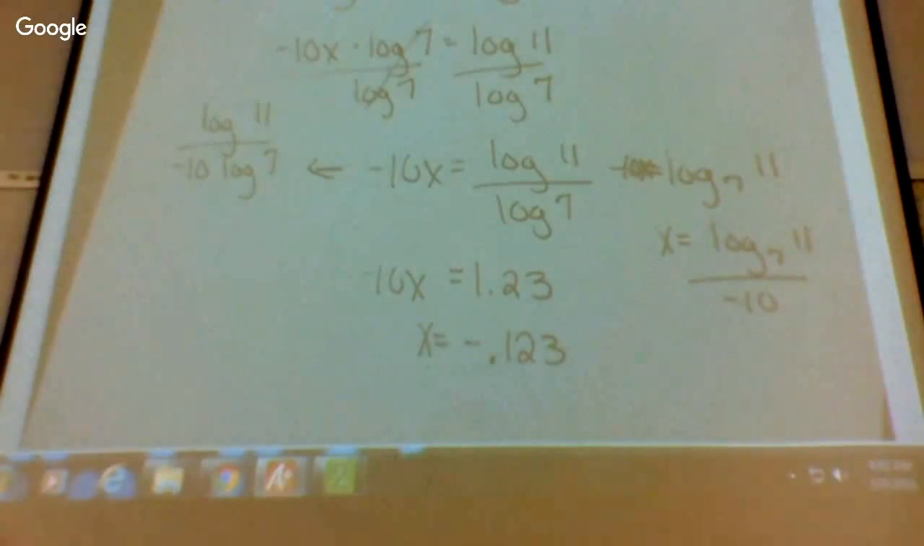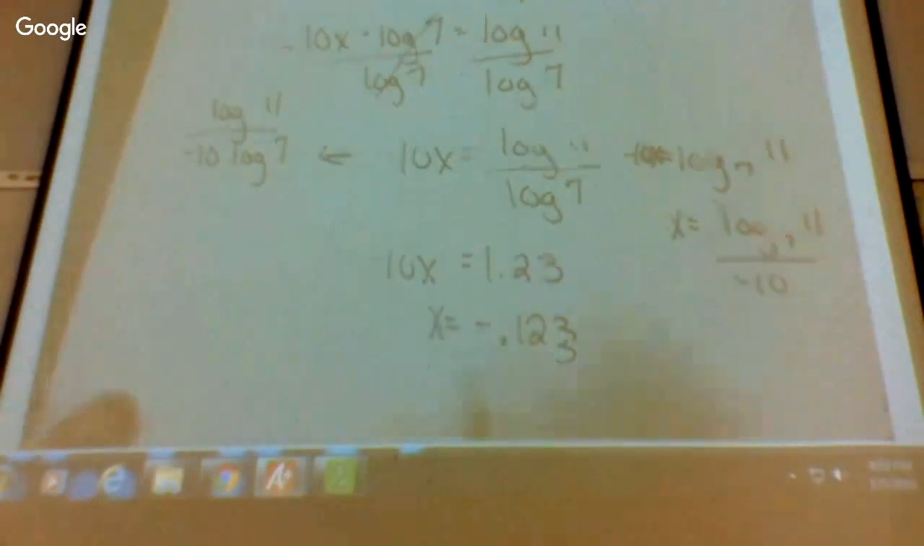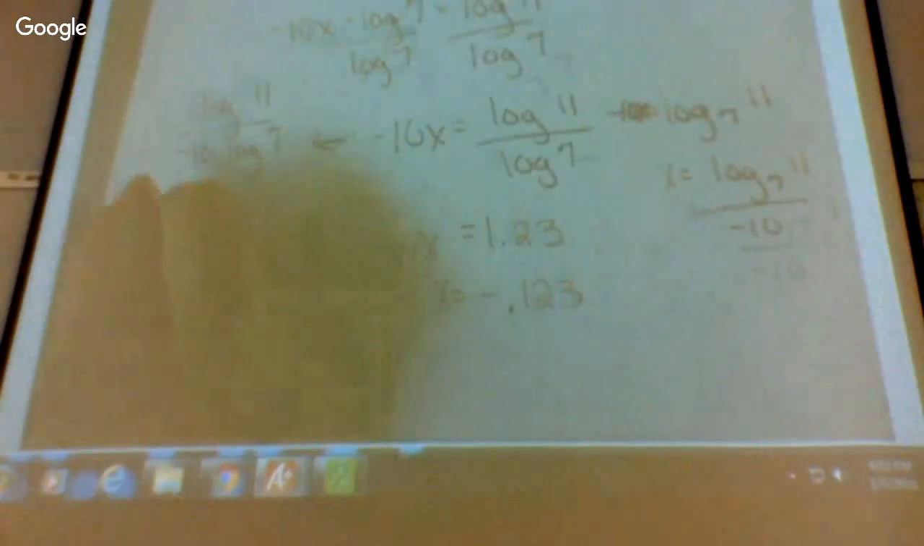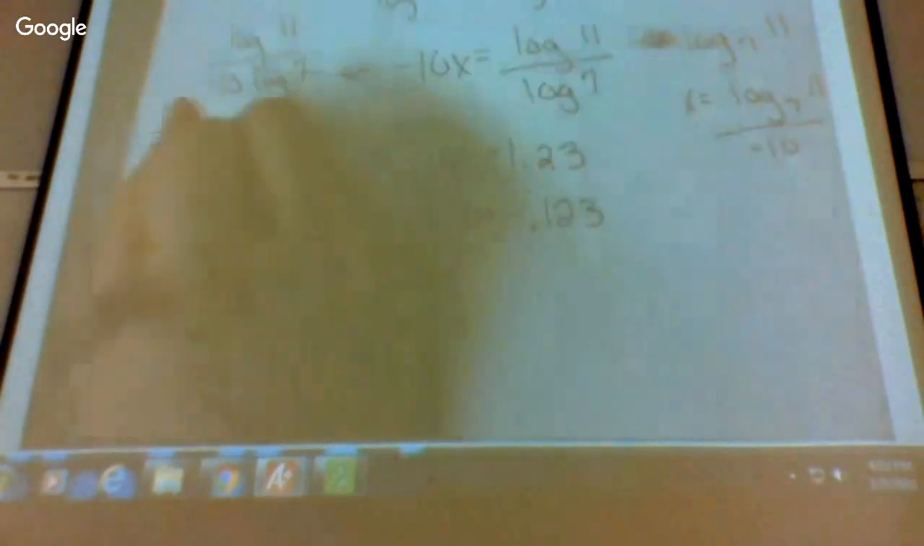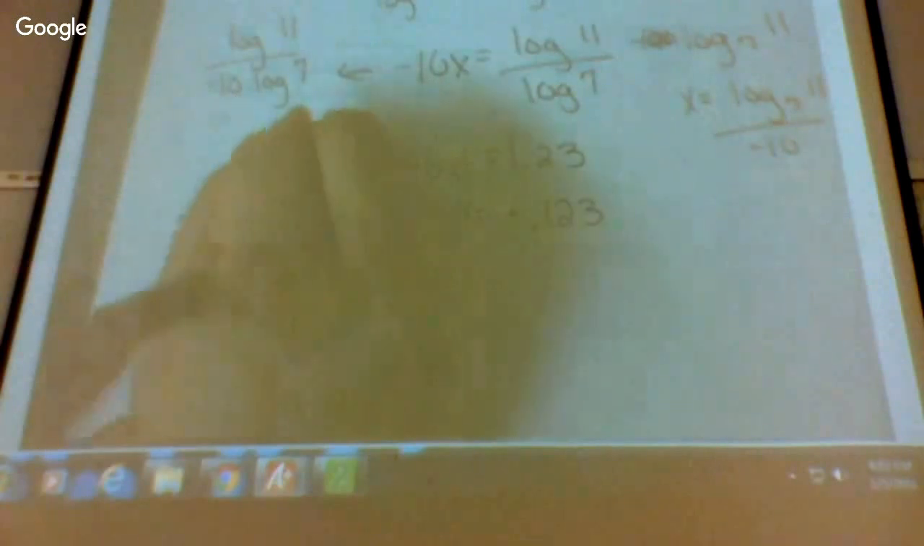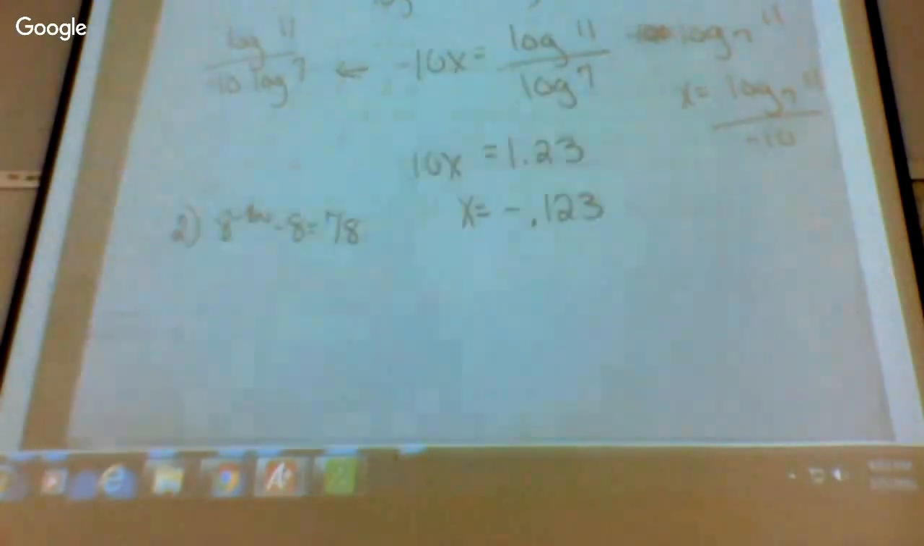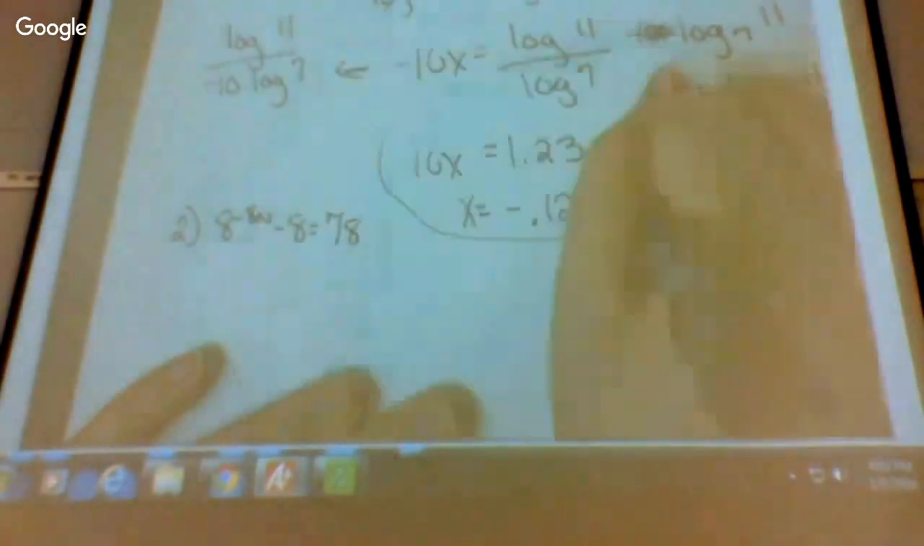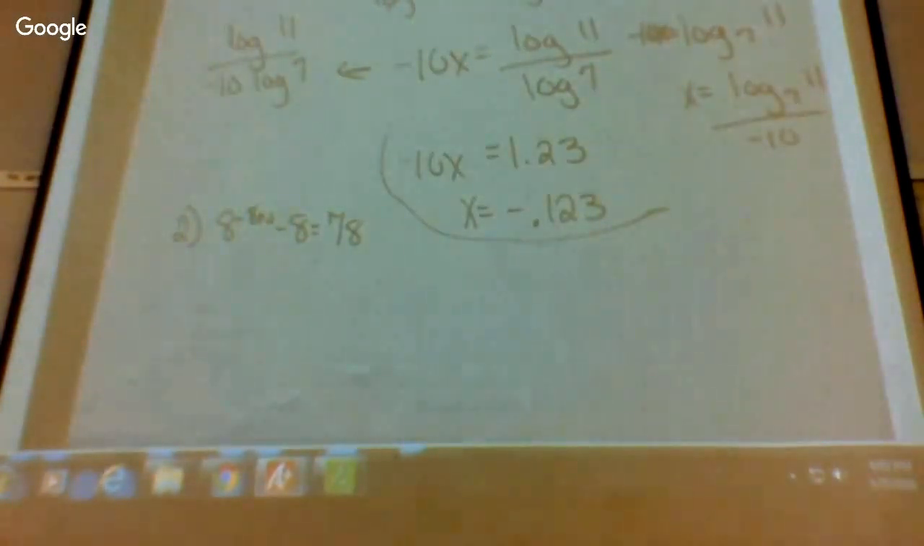So that covers those. I'm going to give you one more of those. I'll give you a little bit of time like I did the last one, to see if you can do it on your own. So number 2, go ahead and try 8 to the power negative 8n minus 8 equals 78. If you need a calculator and you don't have one, you can get one.